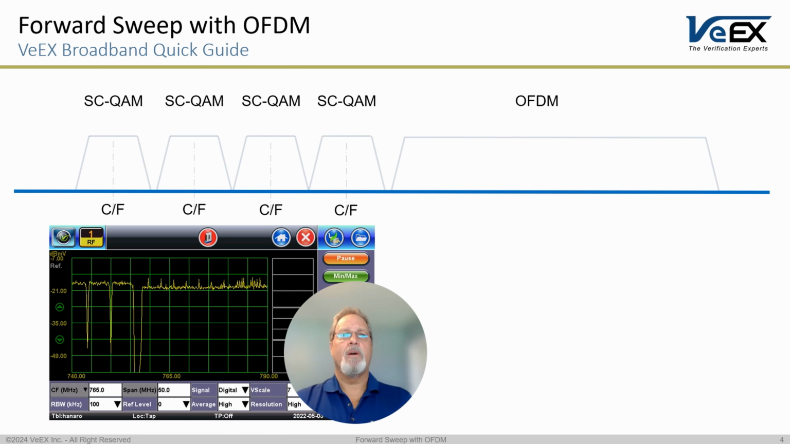Okay, with this diagram, I have illustrated some SC-QAMs in an OFDM channel. The SC-QAMs are 6 megahertz wide or 8 megahertz depending on the annex system you're working. What we do is, with our sweep system, we will inject sweep tones in between each of those QAMs. With the OFDM channel, being that it's a very large bandwidth channel, we cannot inject any sweep tones because we would cause errors.